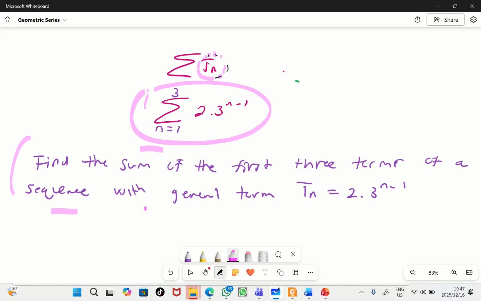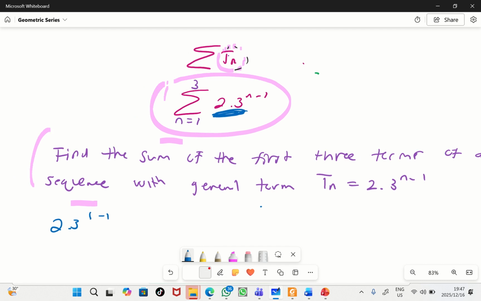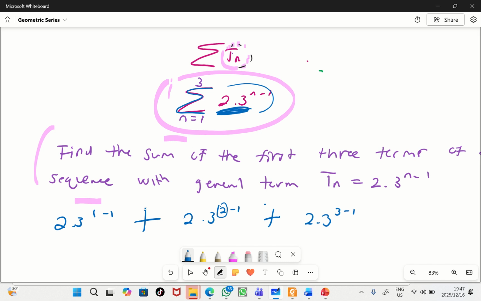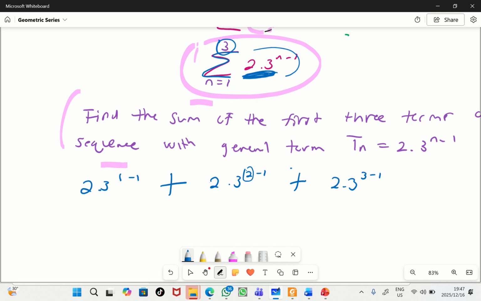So this whole thing, we're looking for the first 3 terms, right? So you're going to substitute into this Tn, 2 times 3 to the power n minus 1, wherever there's n you put 1. That's you looking for the first term. I write down the first term, and then plus the second term. Remember that this is a general term of the sequence. 2 times 3 to the 2 minus 1, you substitute 2 now, then plus. That's what sigma means. Sigma means plus. You're summing. 2 times 3 to the 3 minus 1. So you end where? At 3. So you see, you're finding the sum of the first 3 terms.